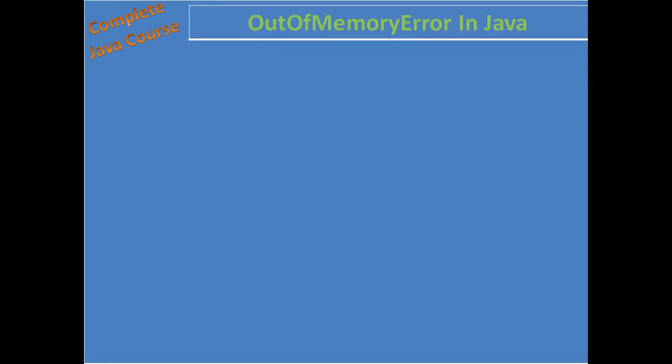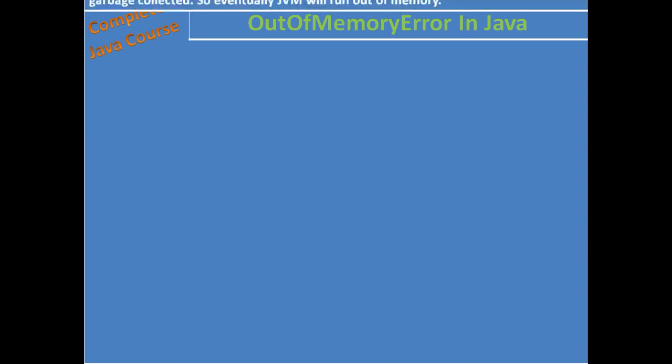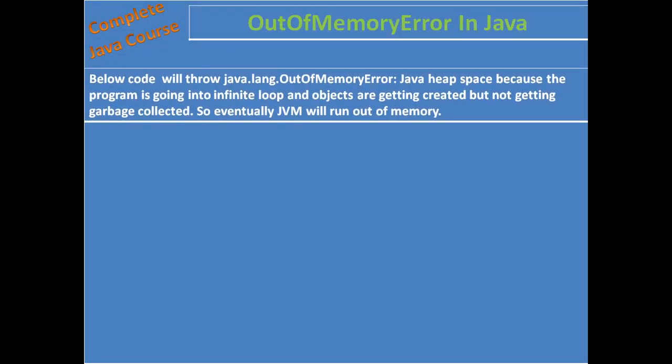Now the next exception is OutOfMemoryError. OutOfMemoryError in Java. Now the below code will throw java.lang.OutOfMemoryError. Why does OutOfMemoryError come? Because of Java heap space. The program goes into an infinite loop and objects are getting created but not getting garbage collected. So eventually the JVM will throw an out of memory error.